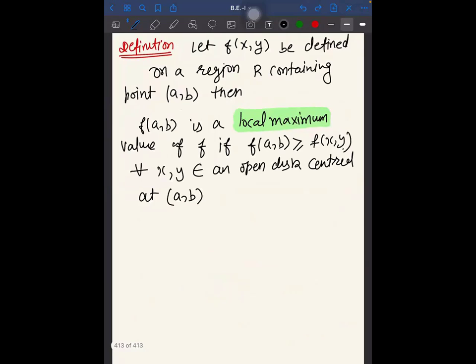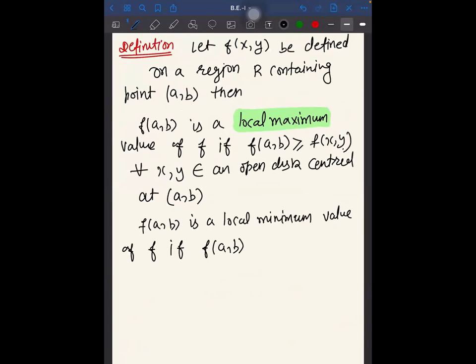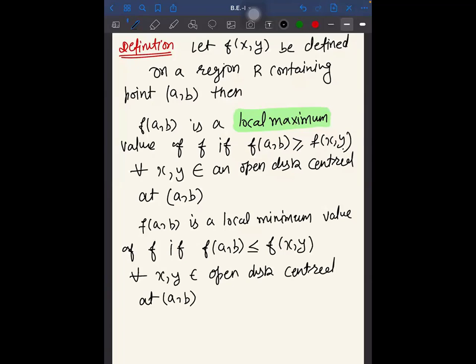So how do you write the definition of local minima? f(a,b) is a local minimum value of f if f(a,b) should be less than or equal to f(x,y) for all (x,y) belonging to an open disk centered at (a,b). Is it right? Are you fine with this local minima definition?